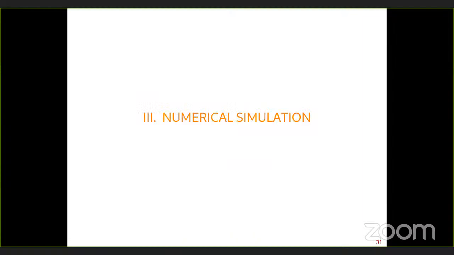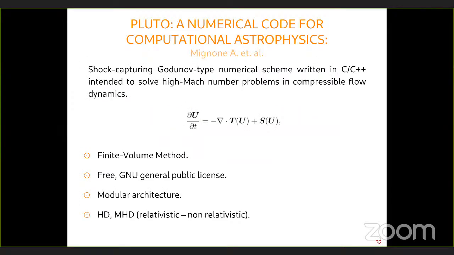So to test whether a magnetic perturbation in the solar interior can give rise to those acoustic signatures, we provide a numerical simulation. For this purpose, we use PLUTO, a numerical code for computational astrophysics, in which we solve this conservative equation, and it's intended to solve high Mach problems in compressible dynamics. Here we make use of the Magnetohydrodynamic Non-Relativistic module.